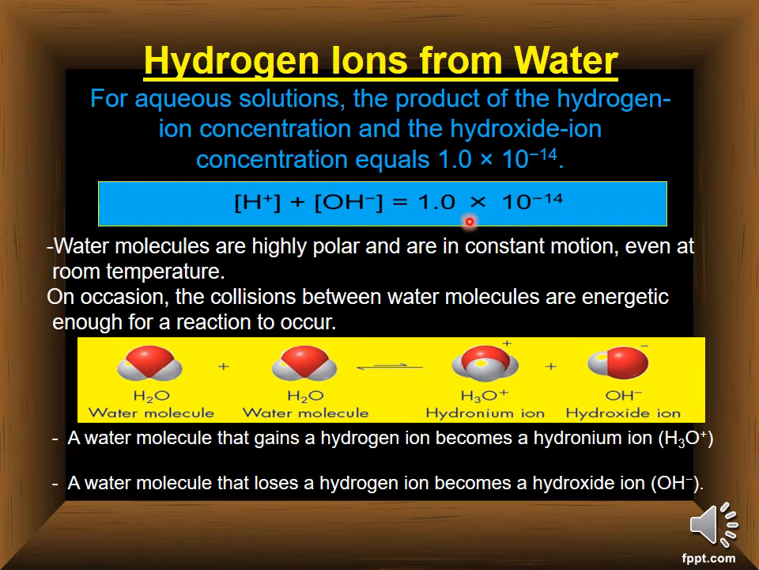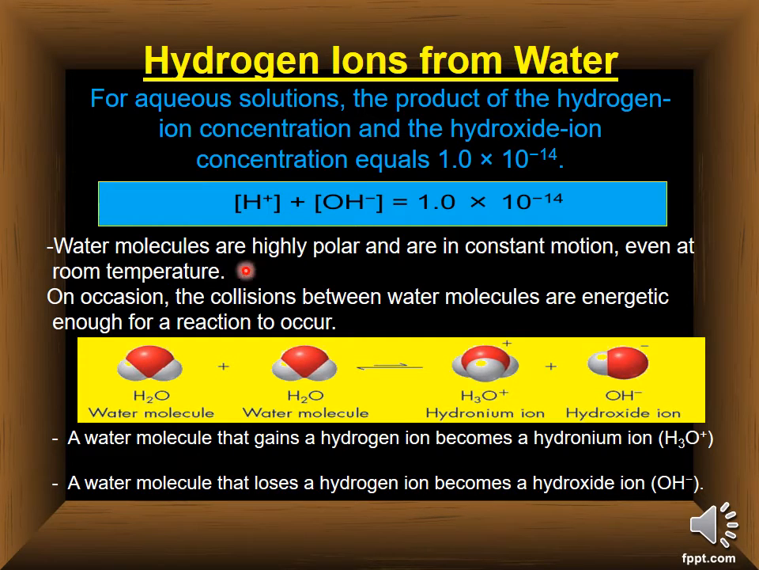So I can say it like this as well: for hydrogen, how much? 1.0 times 10 power negative 7, and here the same, 1.0 times 10 power negative 7. When you multiply them, it becomes 1.0 times 10 power negative 14. So remember this equation for future calculations.